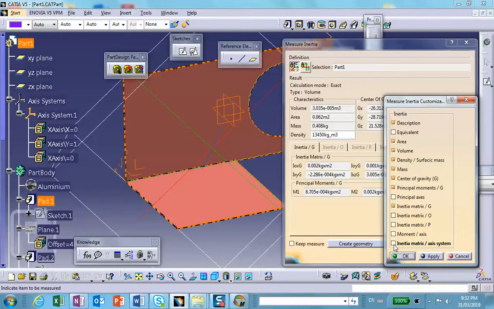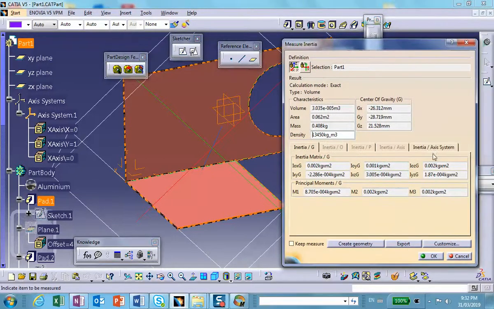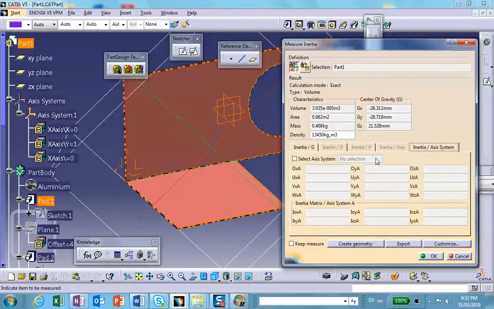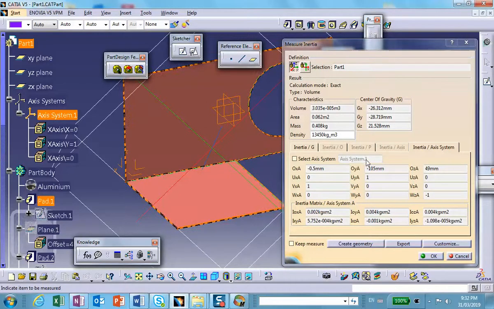Notice that now you have the option of selecting the axis system. You click on that and then you put the cursor there and select the axis system, you pick it from the screen, and it does calculate it right there. So notice that now the inertia terms of that matrix are calculated with respect to that coordinate system. Okay.